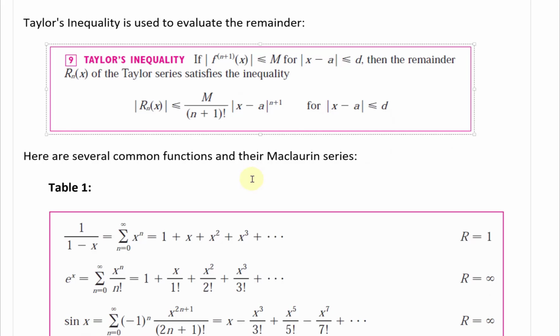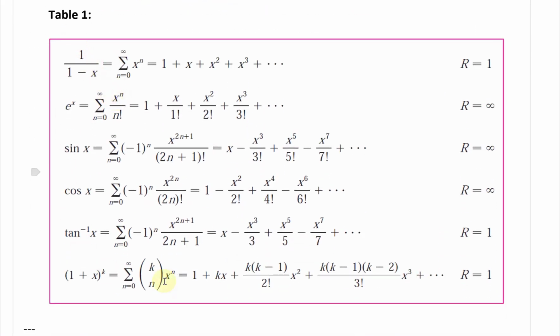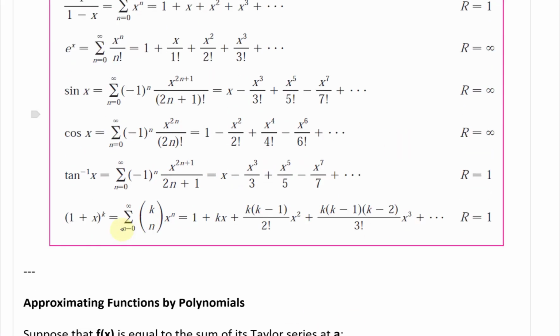Now here are several common functions in their Maclaurin series, and I'll be referencing these throughout the video. These are ones that I covered earlier, and this one here is the binomial series, which we'll use a lot. I was surprised at how much it's used, especially in physics.